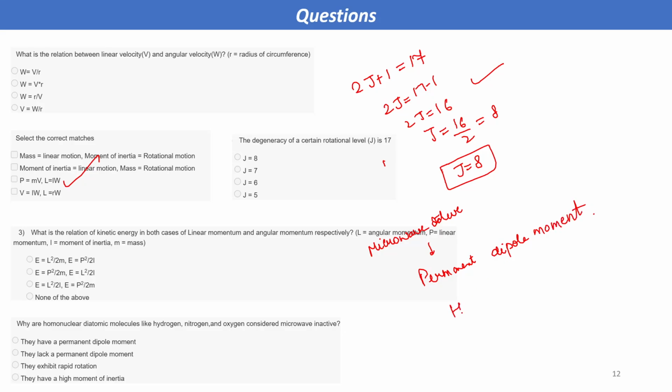So here in case of hydrogen, nitrogen and oxygen, these are all microwave inactive because they do not have a permanent dipole moment. They lack a permanent dipole moment. Correct.